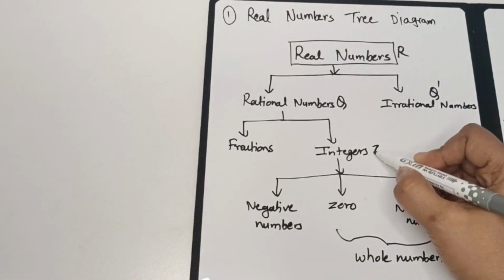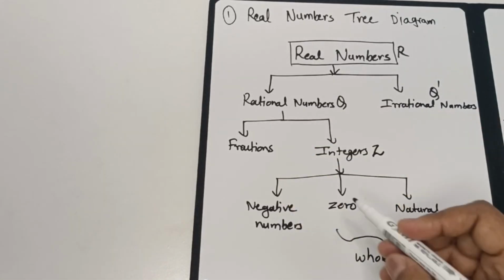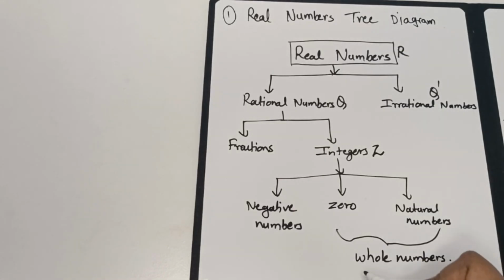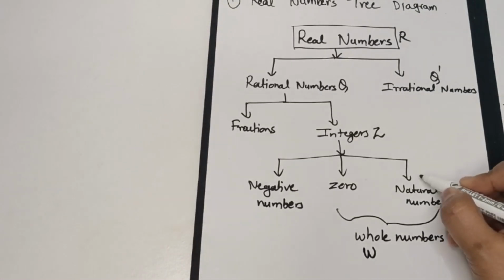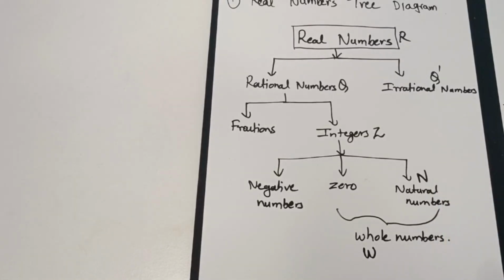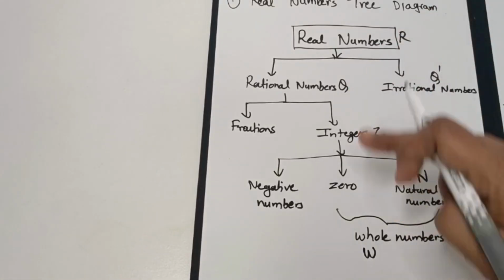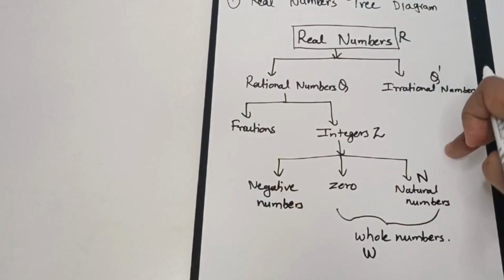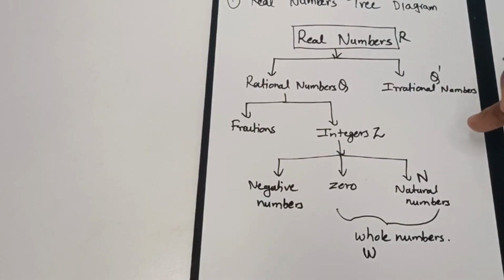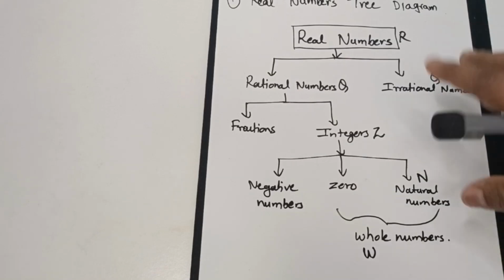Integers, you all know, are denoted by Z. Then whole numbers are denoted by W, and the natural numbers are denoted by capital letter N. You should remember these letters because they are very useful in your upcoming grades 11 and 12, and also in grade 10. So remember these letters. These are the various bifurcations of the real numbers.